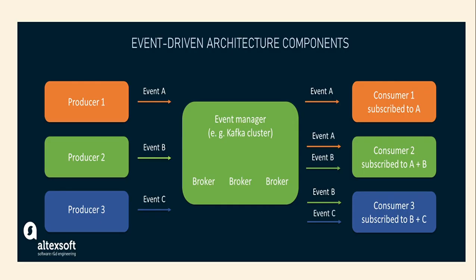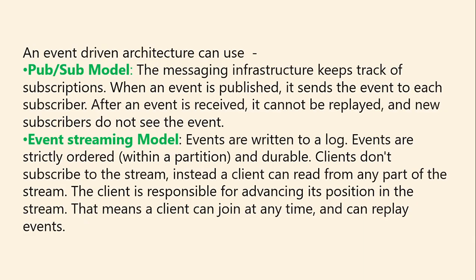Here you can see we have multiple producers which produce different kinds of events, and we'll have different kinds of consumers as well, which listen to one or more events. And to manage all that, we will have in the middle an event manager or the broker system. An event-driven architecture can use the pub-sub model, which is also called the publisher-subscriber model. The messaging infrastructure keeps track of subscriptions. When an event is published, it sends the event to each subscriber. After an event is received, it cannot be replayed and new subscribers do not see the events.